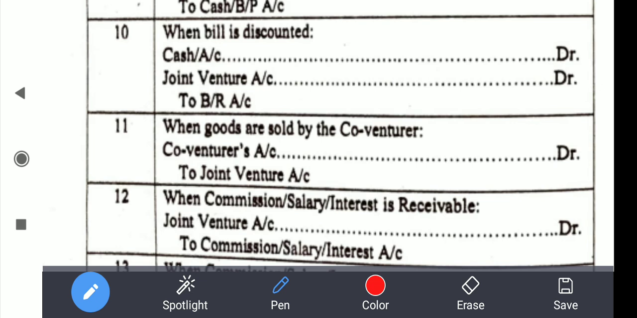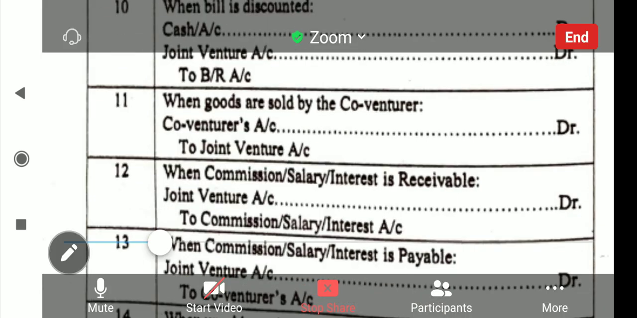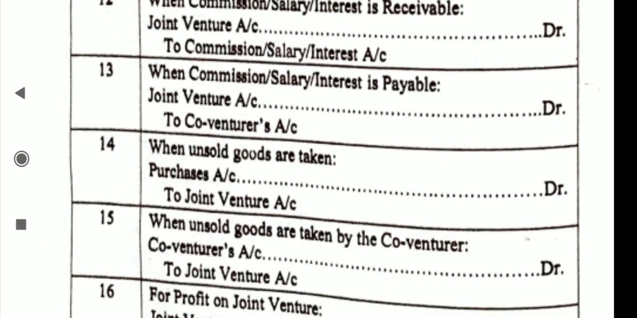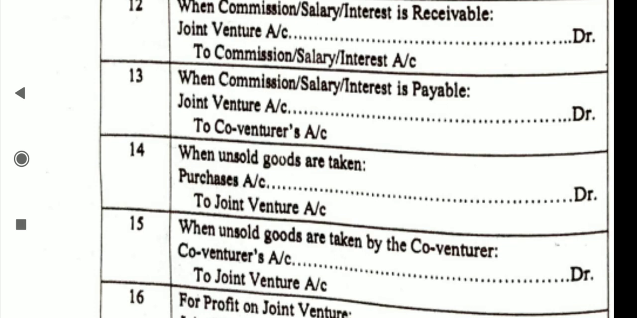Then when goods are sold by the co-venture, co-venture account debit to joint venture account. Then when commission, salary or interest is receivable, that is an expenditure to the firm. That's why here we record joint venture account debit to commission, salary, or interest, whatever it may be. Next, when commission, salary, or interest is payable but not paid, joint venture account debit to co-venture's account.